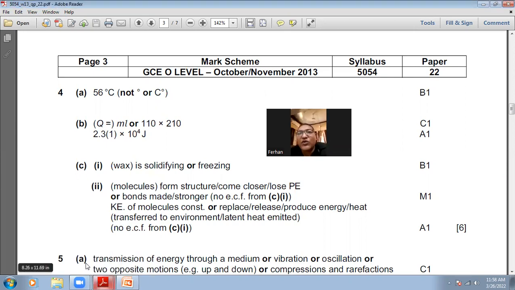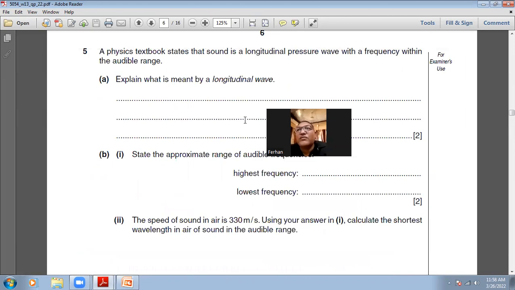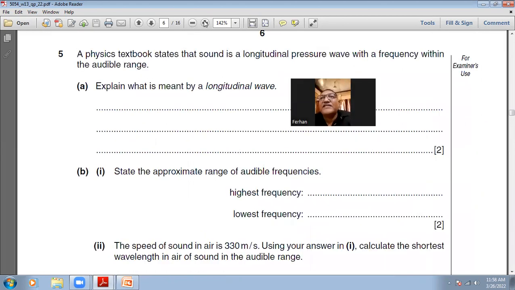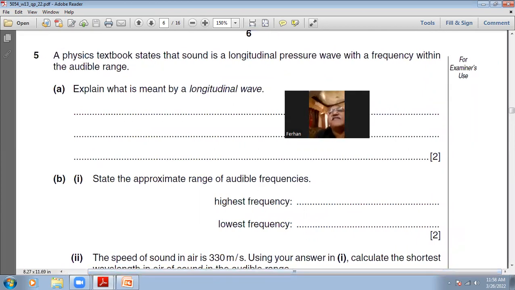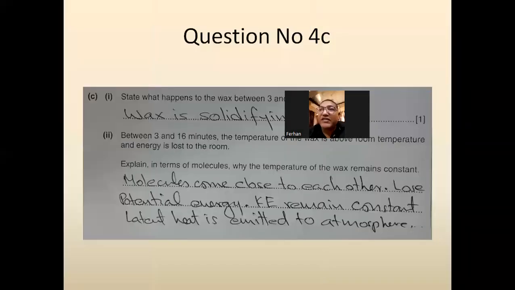So we are moving to the next question. The next question coming up on your screen is question number 5. It says, a physics textbook states that sound is a longitudinal pressure wave with a frequency within the audible range. Explain what is meant by a longitudinal wave. A longitudinal wave is a wave in which the particles of the medium vibrate parallel to the direction of the wave. The longitudinal wave consists of compressions and rarefactions. So it's a 2-mark question. Let me show you my written answer, and then we will continue.